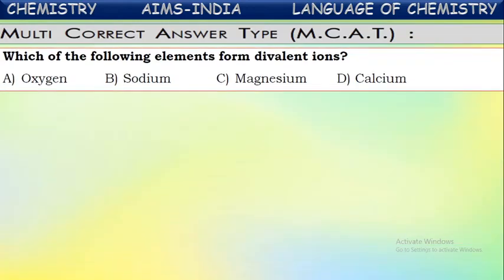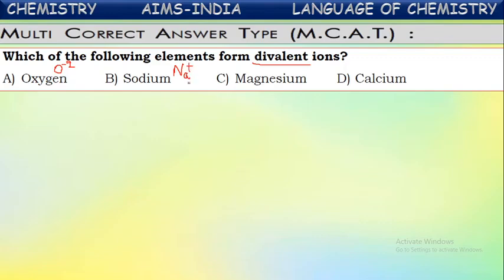See the first one, which of the following elements form divalent ions? See which of these elements can form a divalent ion? What does divalent mean first? Divalent means the ion with two valency. So which of these elements can form ions with two valency? Say the ion formed by oxygen, we call it the oxide ion. Its valency is 2. What about sodium? Sodium ion formula is Na plus.